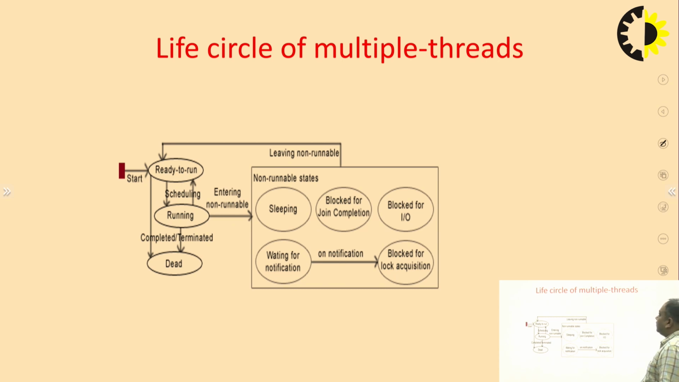Now we talk about the life cycle of multiple threads. In multiple threads, we have started, and now we are ready to run. By scheduling, we are running, or we have completed our task. But after running, we may enter a non-runnable state, which means we enter the blocked or waiting state.